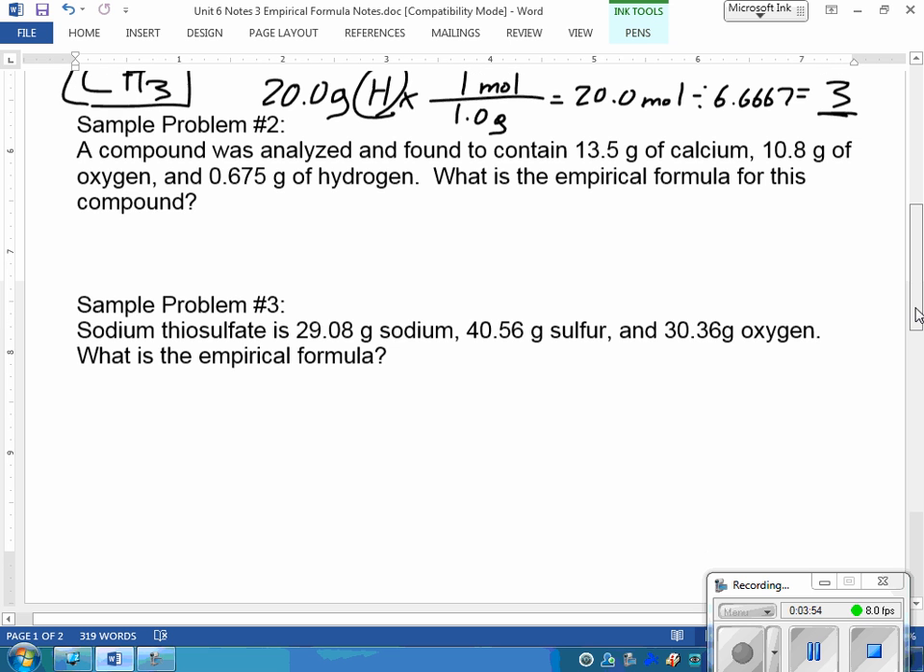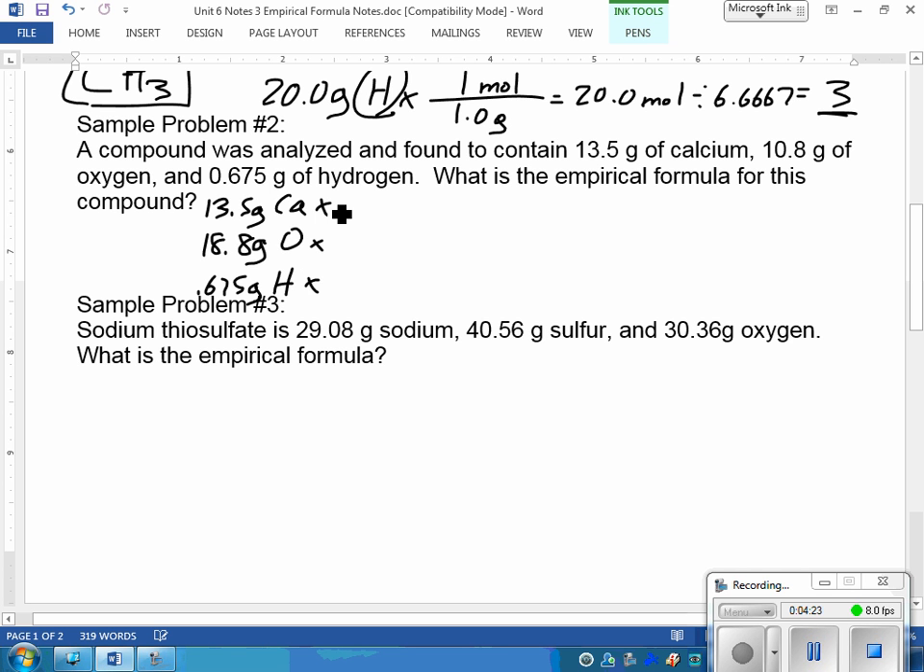So let's look at sample 2 and 3. Sample 2 and 3 already give us the information in grams, so we don't have to take our percent and convert them to grams, but we're just going to go with what we've got here. So we have 13.5 grams of calcium, right? We've got 10.8 grams of oxygen and 0.675 grams of hydrogen.